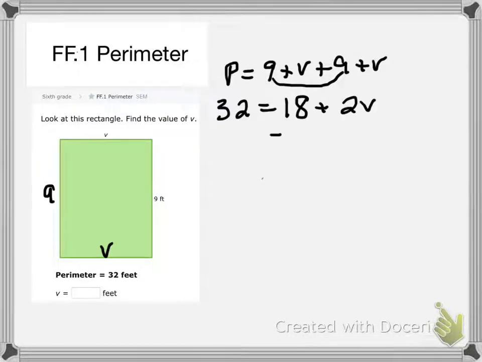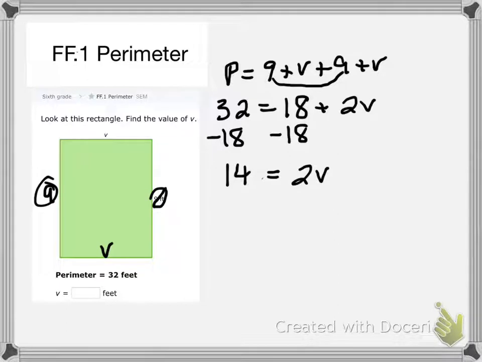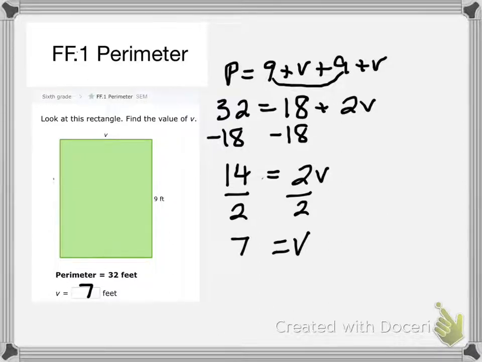So if we subtract 18 from both sides, that's the perimeter of the left side and the right side. That leaves us with 14 for both of those V's, the top V and the bottom V. So we're going to divide by 2 to figure out the length of one of the V's, and 14 divided by 2 is 7. Now if I substitute in 7, that side is still 9, 7 and 7. When we add up all four sides, the perimeter is 32 feet.